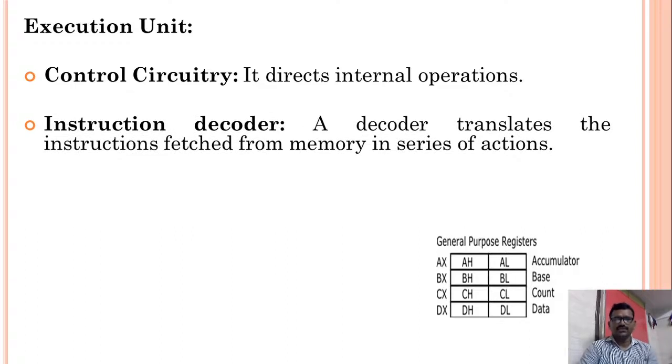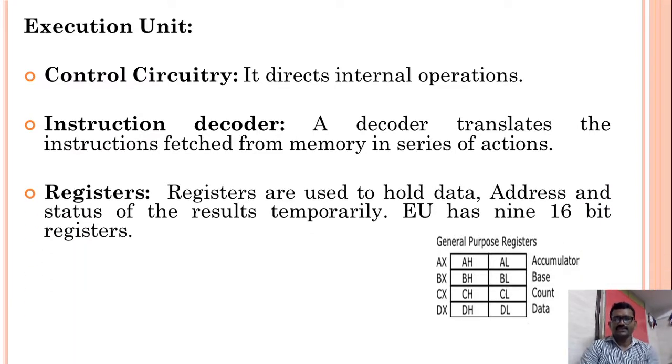And the instruction decoder. The decoder will translate the instructions fetched from memory, that is from the queue, into a series of actions. And coming to registers, registers are used to hold data, addresses, and status of the results temporarily. The EU has 9 16-bit registers. Some of the registers are general purpose registers. So this is the architecture of the 8086 microprocessor.